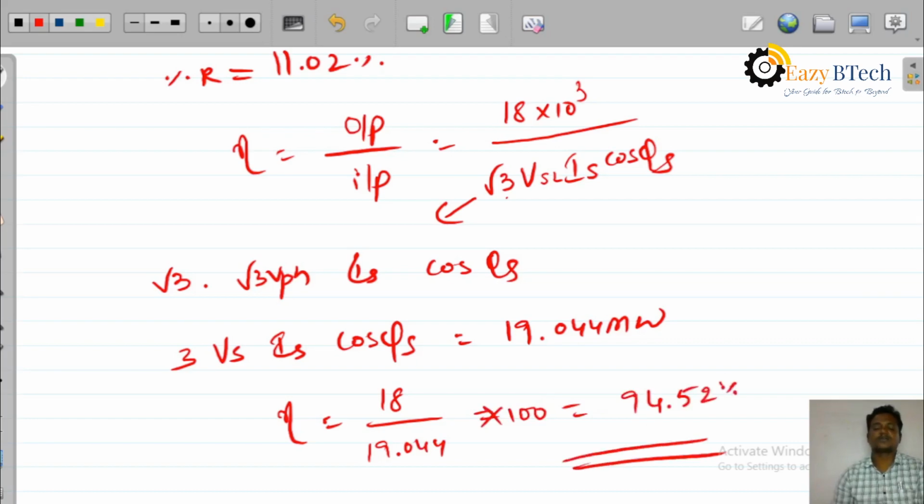You can get the efficiency is 94.52%. This is the way we will calculate the performance of a long transmission line. By calculating ABCD parameters, it is very easy to calculate the regulation or efficiency of the long transmission line.